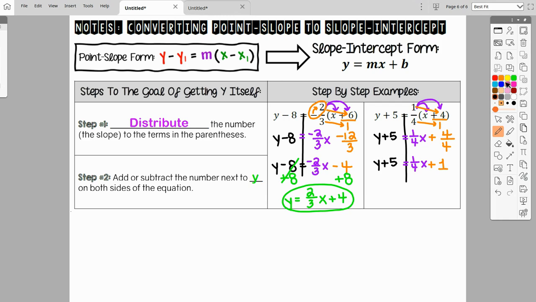Now that I distributed and simplified, I'm going to go ahead and see that it's a positive 5. So I have to do the opposite, which is subtracting 5 from one side to the other. Cancels out on the left to just y. I keep the 1/4 x as is. I can only combine like terms, which are the two numbers of 1 minus 5, which is negative 4. Final answer is y equals 1/4 x minus 4.